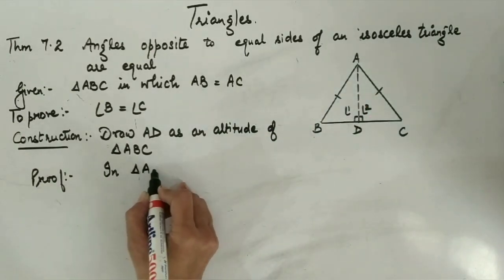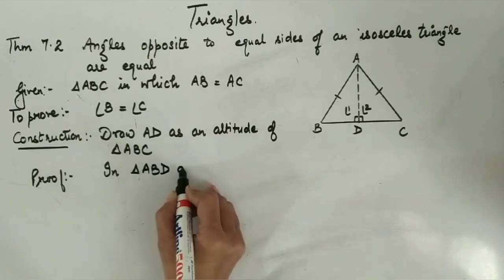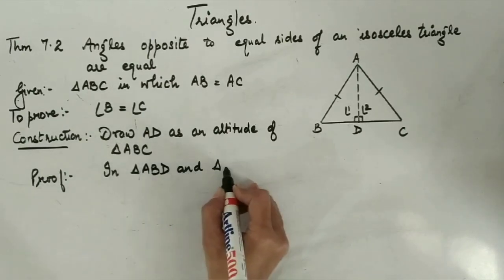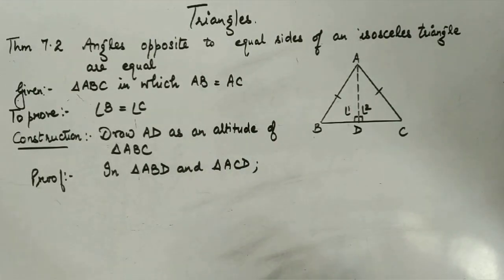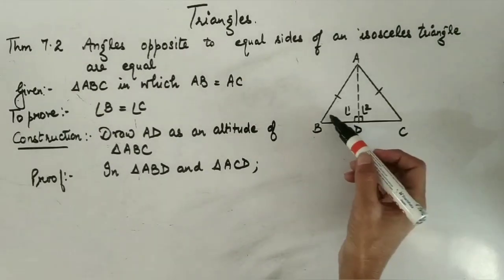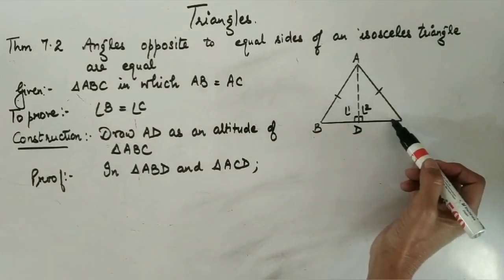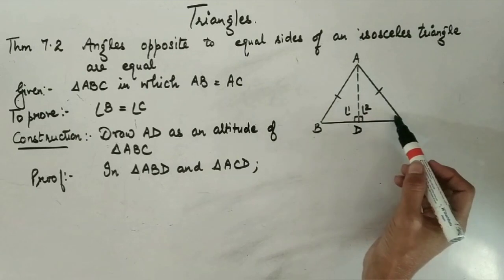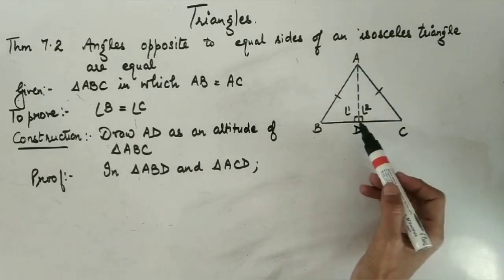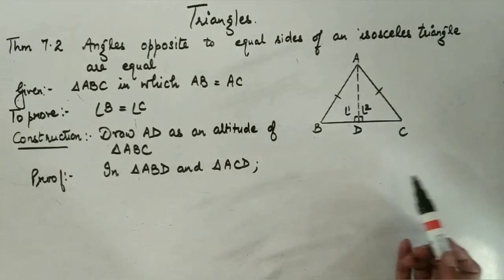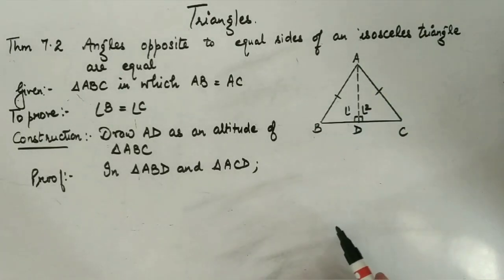In triangle ABD and triangle ACD, look for the matching parts, because since we are asked to prove angle B and angle C equal, our idea is to prove the triangles congruent. How can these angles be equal? If these two triangles are congruent. To prove them congruent, we need three minimum matching parts.